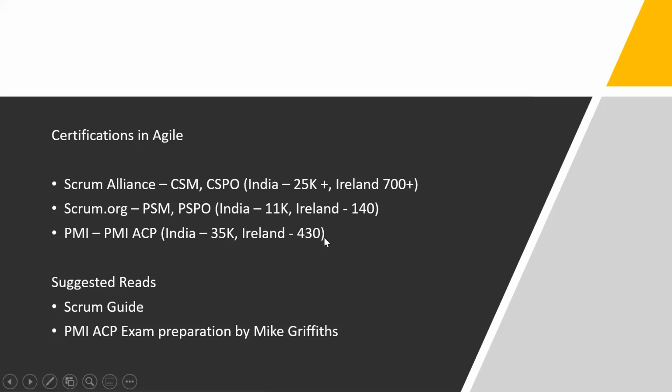The next one is basically about Agile certifications. Scrum Alliance has CSM and CSPO. In India, it's 25K plus for the training. It's a 2-day training. At the end of the training, you have an exam. You can give another attempt too. Whereas in Ireland, it costs 700 euros plus.